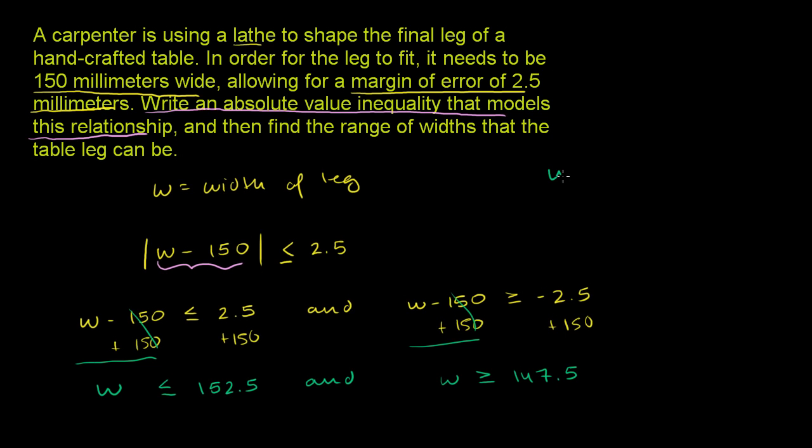We could write it like this. The width has to be less than or equal to 152.5 millimeters, and it has to be greater than or equal to 147.5 millimeters. And that's the range. And this makes complete sense, because we can only be 2.5 away from 150. This is saying that the distance between W and 150 can only at most be 2.5. And you see, this is 2.5 less than 150, and this is 2.5 more than 150.